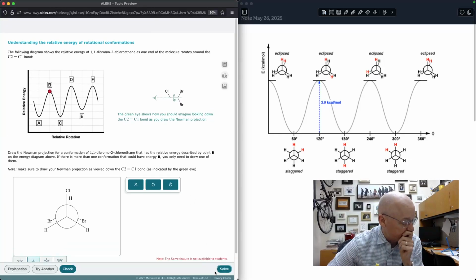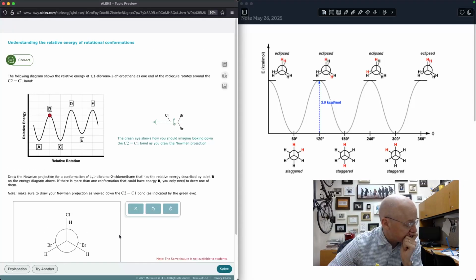Okay, I'm going to do another one. After I get credit for this, I'm going to do another one. Oh, I hit solve. Doggone it. I'm supposed to hit check. Well, notice it didn't change, right? The two bromines are down. Let's hit check. All right, let's try another one.